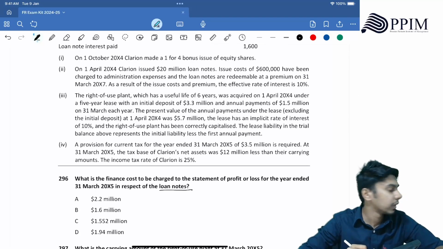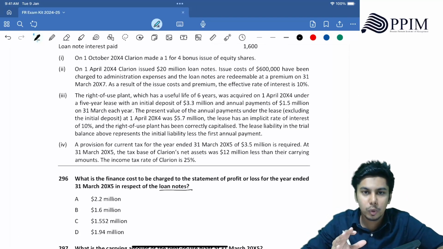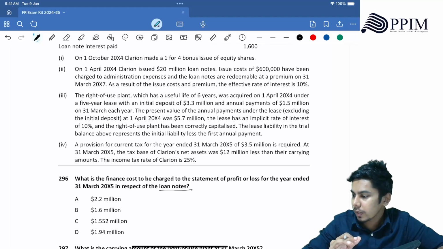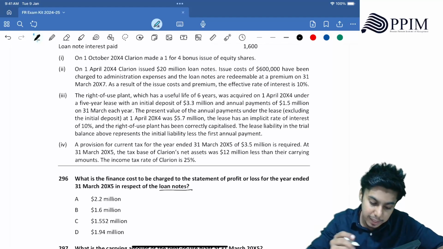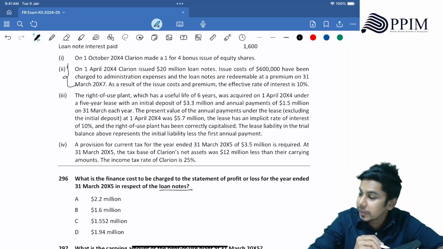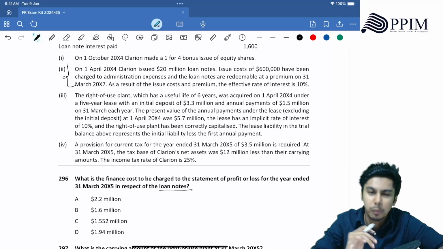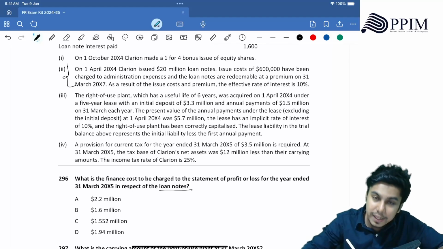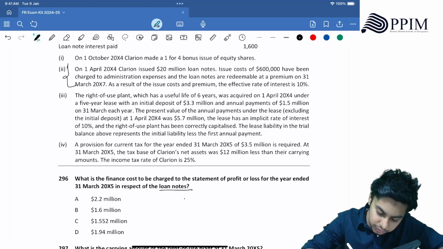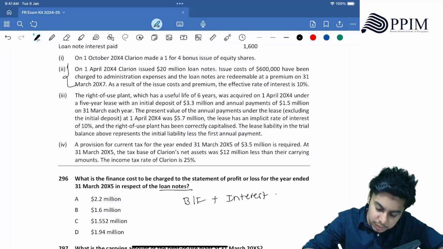Guys, now normally when it comes to loans, it's a financial liability. Normally, what's the accounting treatment? It starts with an A. What's the accounting treatment name we call it? Amortized cost. Exactly. So normally, how does the table work? Brought forward plus interest minus cash is equal to carried down.